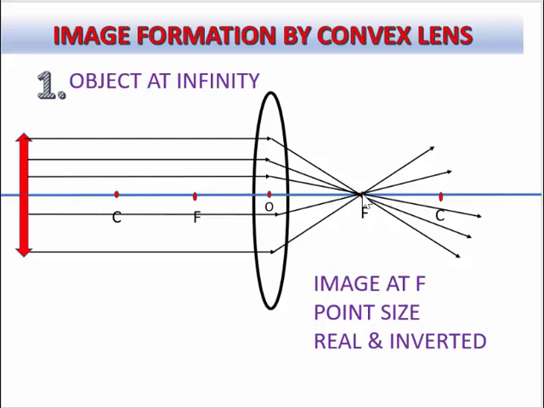So what kind of image are we going to get? The image will be formed at the point focus. It will be a point size image and the image will be real and inverted. Why do we say real? So why do we say that the image will be a real image? Because it is formed in front of the convex lens.